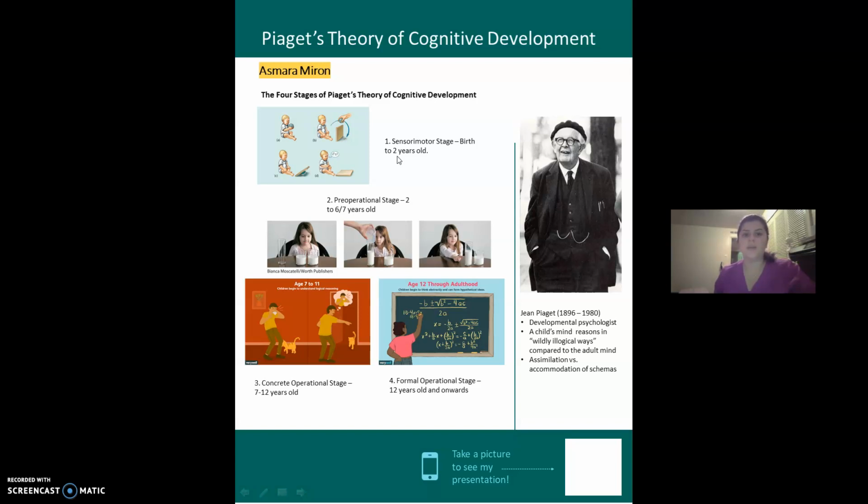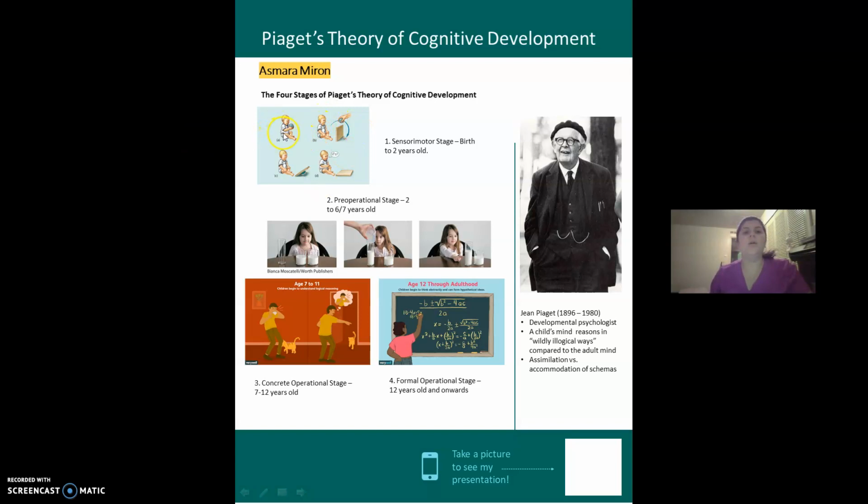And during this time, we're taking in our world through our senses and through our actions. And we live in the present, and we live with the mindset of out of sight, out of mind, which is just a concept called object permanence, and those in the sensorimotor stage lack object permanence. And this is what the diagram over here is showing.